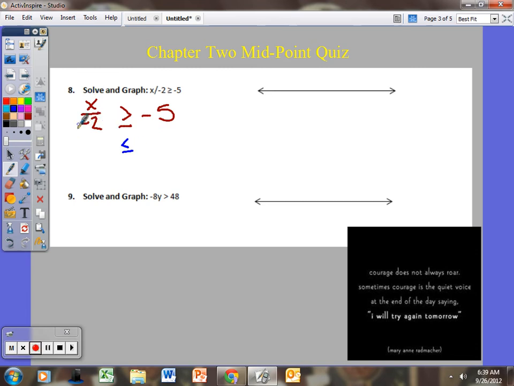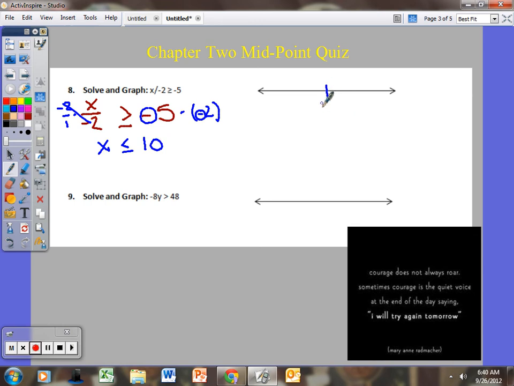To solve this, I want to get rid of that -2 that's dividing, so I will multiply both sides by -2. That cancels out, so I'm left with x is less than, since I've already flipped the inequality symbol. I multiply this side by -2. A negative times a negative gives me a positive. 5 times 2 is 10. So x must be less than or equal to 10.